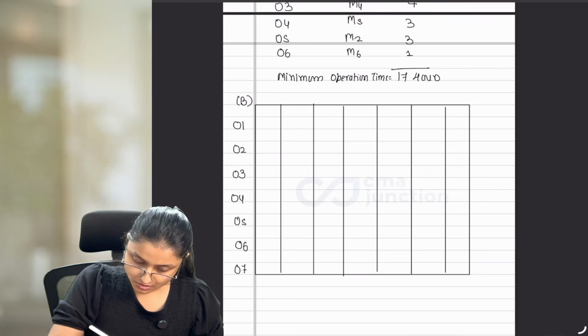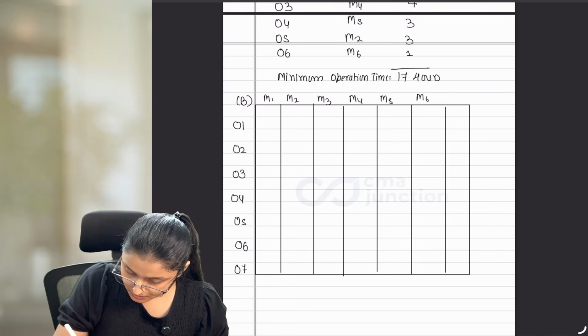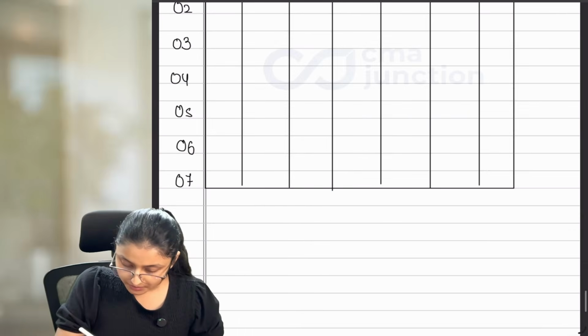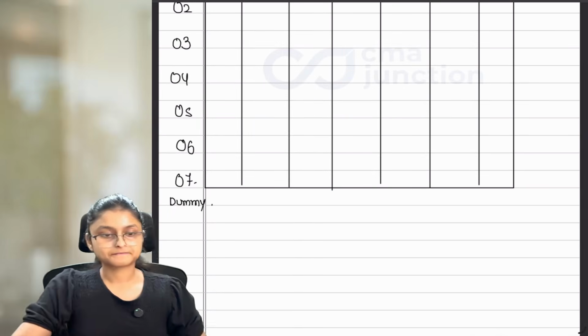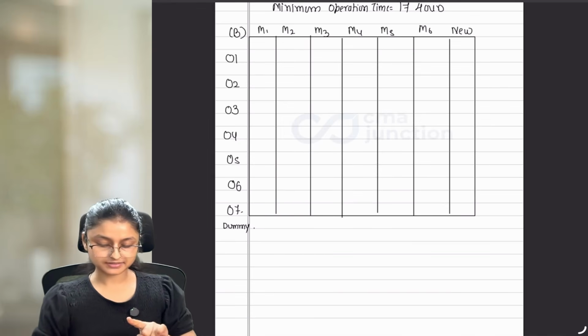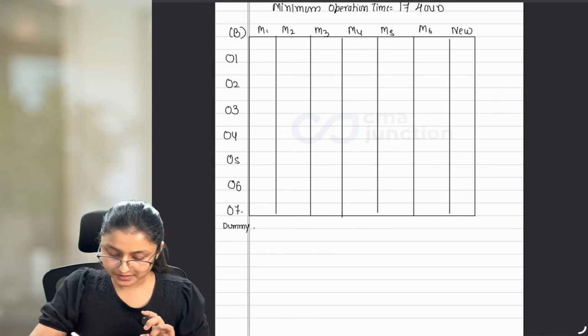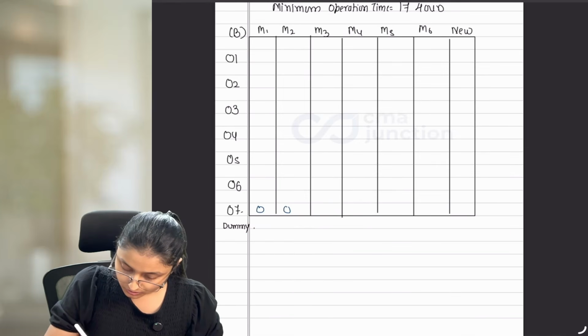Now, here we have M1, M2, M3, M4, M5, M6 and this is new. And this 7th is your dummy, so write it as dummy. If you notice, this question was unbalanced. So first thing is balancing it. For balancing it, we added this dummy row, and this dummy row will have the values as 0. And other values I can take from the table.